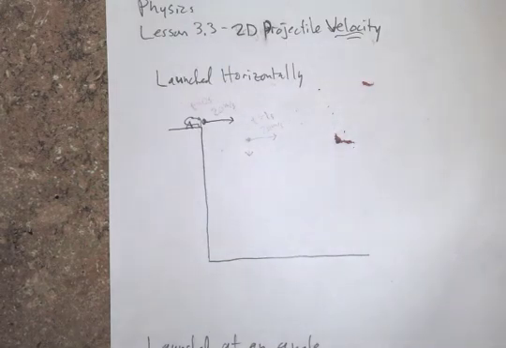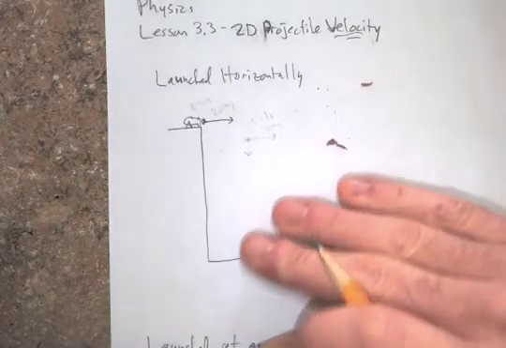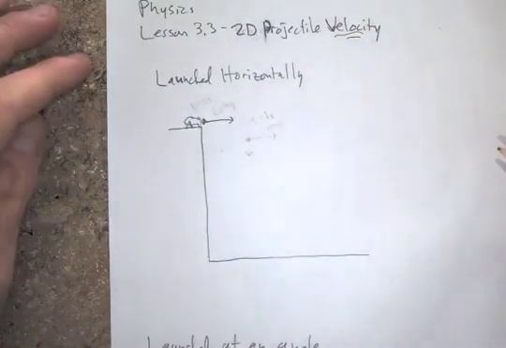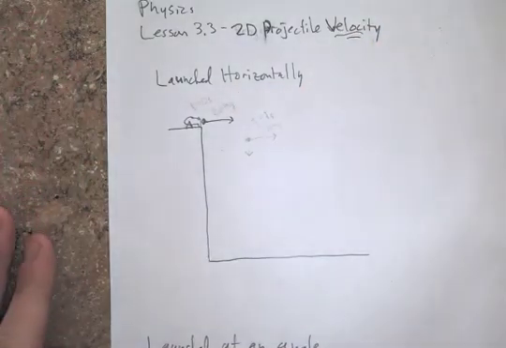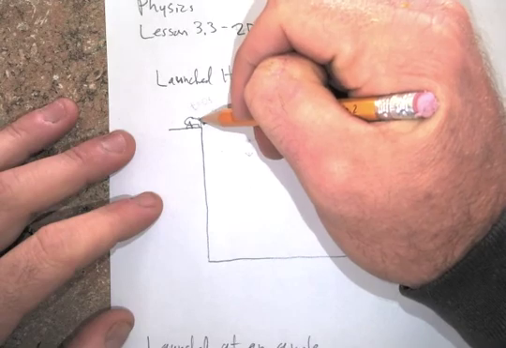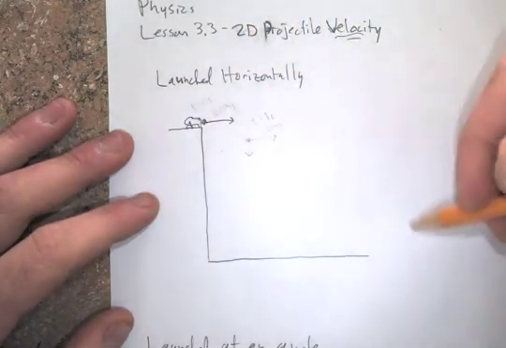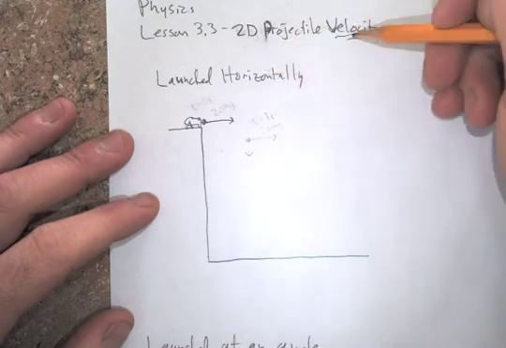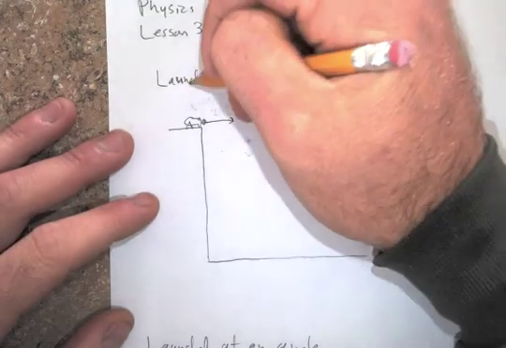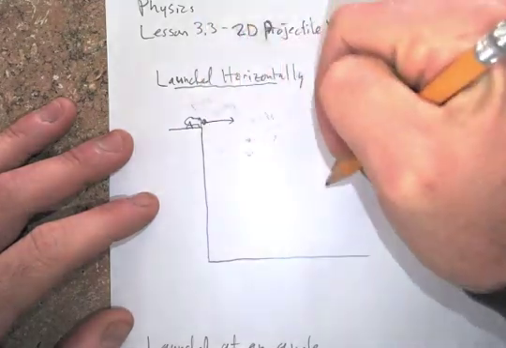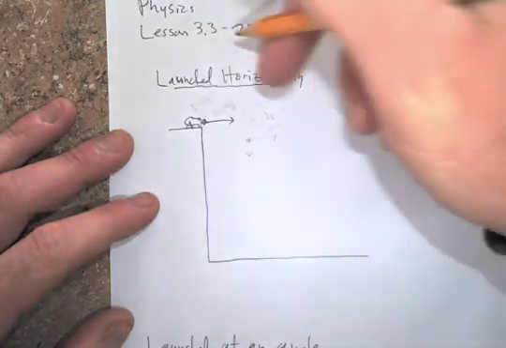Okay, guys, lesson 3.3 is 2D projectiles, meaning it's going both horizontally and vertically. That's the two dimensions. We're going to look at two examples here to show you how it works. The first example is a cannon firing a cannonball horizontally off of a cliff. We're going to look at the velocity of what's going on here each second. We'll break it down into like 3 seconds here.